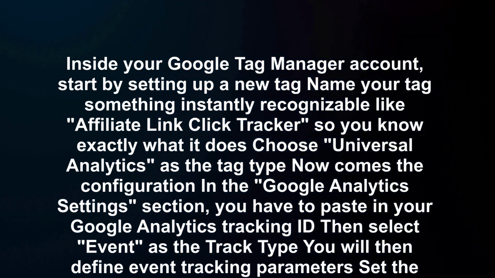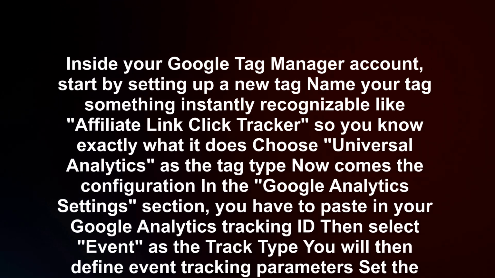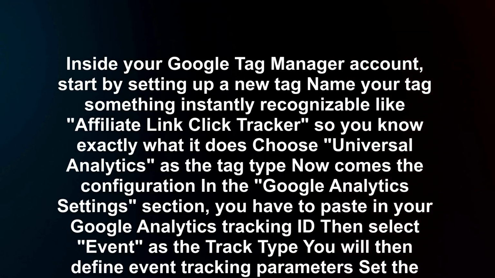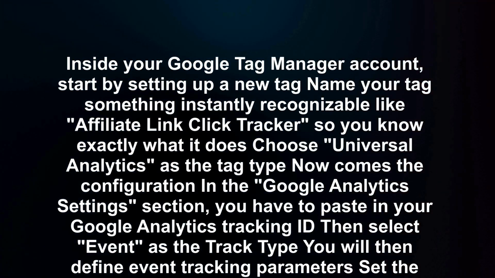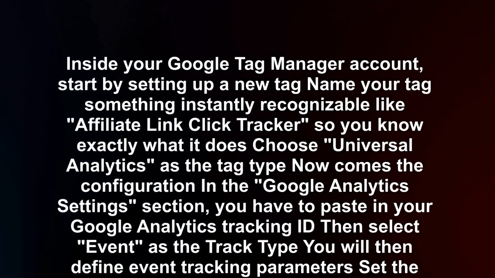Name your tag something instantly recognizable like affiliate link click tracker so you know exactly what it does. Choose Universal Analytics as the tag type. Now comes the configuration in the Google Analytics settings section. You have to paste in your Google Analytics tracking ID, then select event as the track type.